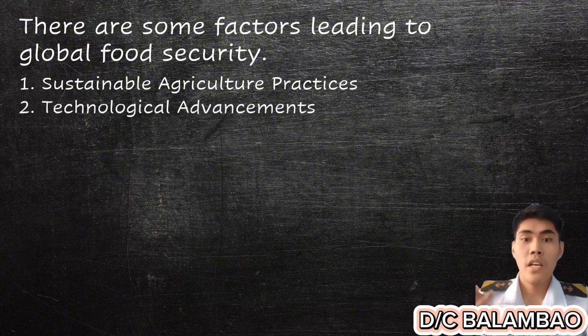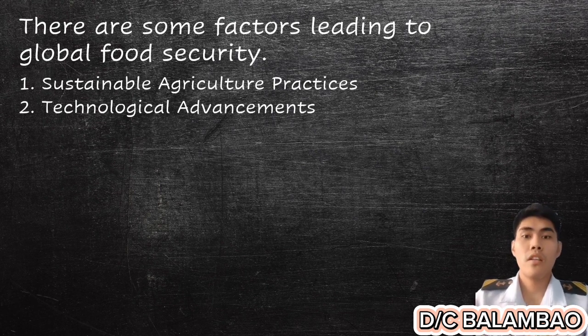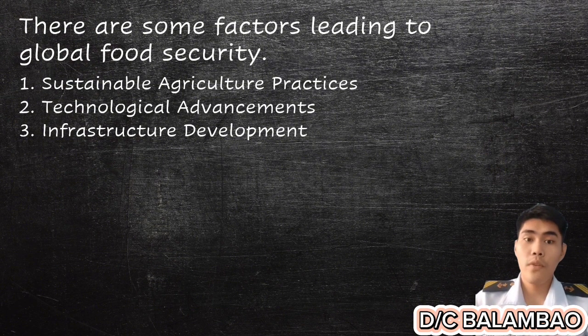So the second one is technological advancement. This is innovation in agricultural technology, including genetically modified organisms, precision farming, and advanced irrigation systems, which can enhance crop yield, resist pests and diseases, and improve overall agricultural efficiency. So the third one is infrastructure development. Improved transportation, storage, and distribution infrastructure ensures efficient movement of food from producers to consumers, reducing post-harvest losses and ensuring food availability.